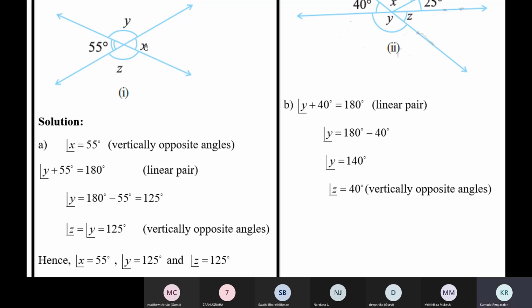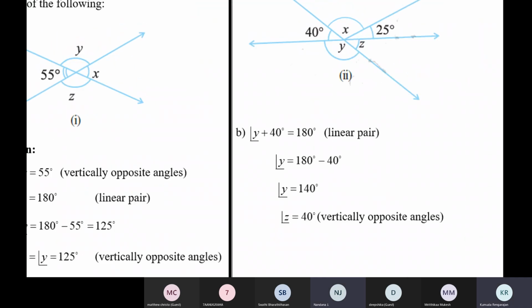So first, X is equal to 55 degrees, vertically opposite angles are equal. Then to find Y, Y plus 55 is equal to 180. So that will give us Y as 125 degrees. And once you find Y, Z is equal to 125. Vertically opposite angles are equal. Any doubts with the first one? No doubts, ma'am. Others? No doubts, ma'am.